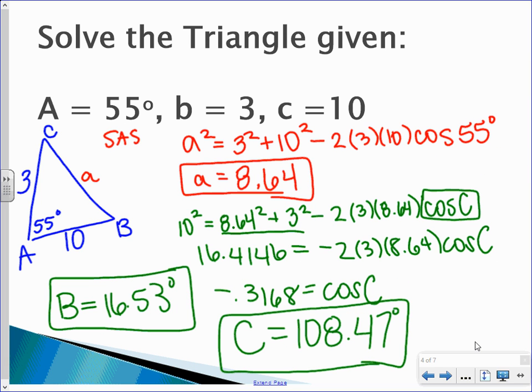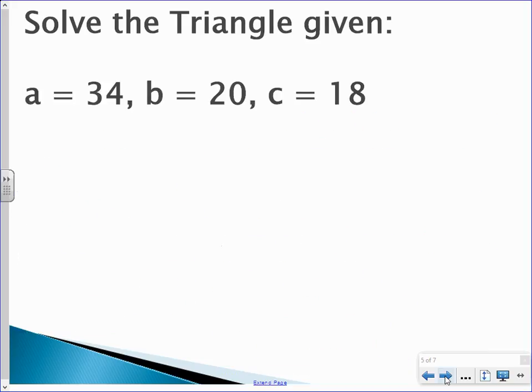But until then, if you wanted to use the law of sines after you found side A, which angle should you find first? B, because there would be no chance of it being obtuse. Okay. Let's go to this example.